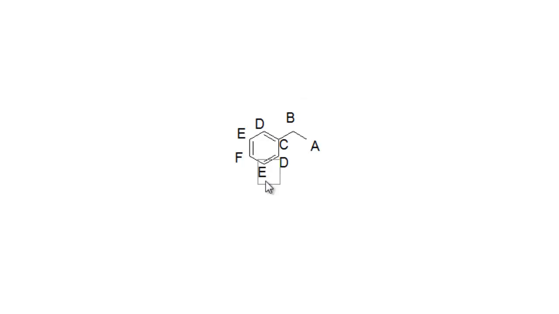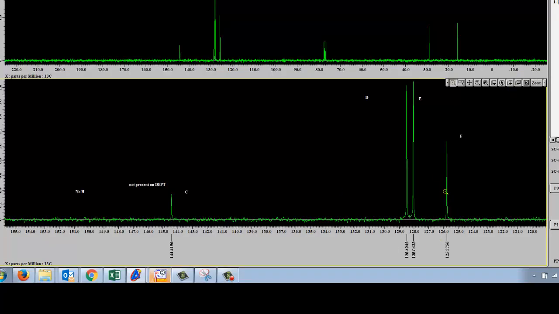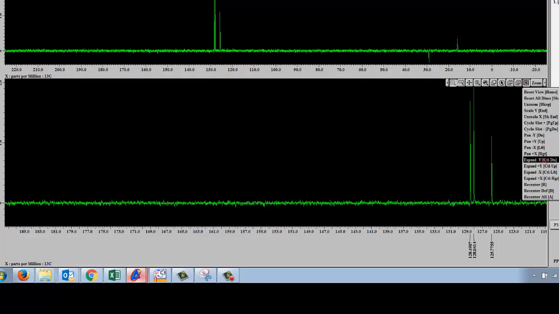And so because D is closer to the alkyl group, the ethyl group, D must be more downfield, E must be a little bit more upfield, and F is going to be the most upfield. So if we look at our carbon NMR, this is the one that's on the opposite side of the ethyl. And D is the closest to the ethyl, closest carbons to the carbon with the ethyl. E is a little further away, and C is the one directly attached to where the ethyl is, so it should be more downfield.